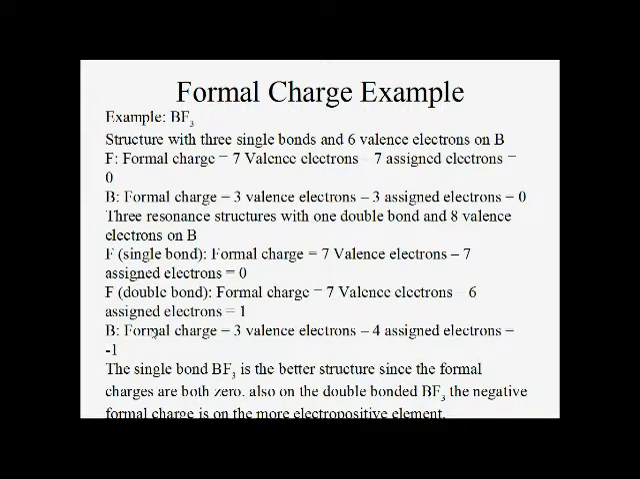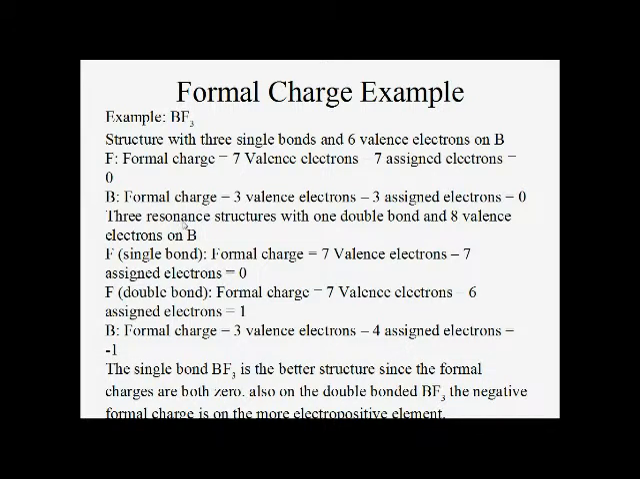For boron, we have our 3 valence electrons. Now we have 2 single and 1 double bonds, so a total of 8 bonding electrons. We're going to give half of that, 4, to the boron. So we're going to have 3 valence electrons minus 4 assigned electrons equals negative 1.